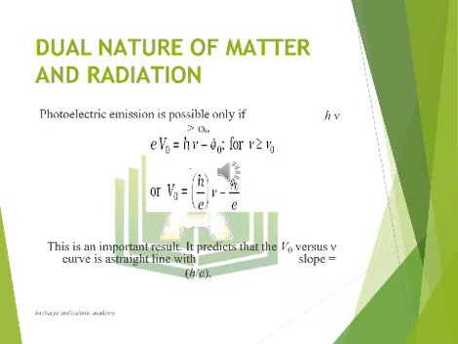Now the Einstein equation is e V naught is equal to h nu minus phi naught. Here this phi naught is said to be the work function of the metal. From this formula we can calculate the stopping potential V naught. So V naught is equal to (h nu minus phi naught) by e. Surely problems will be asked on this part, so don't get confused with the work function and the stopping potential.